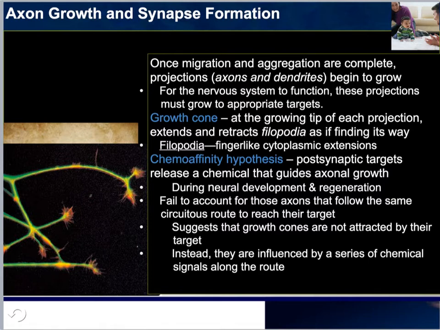Keep in mind that the cells that were migrating at this point were in immature form. That means they did not have axons and dendrites. It was more so the soma, the body, that was just migrating across.